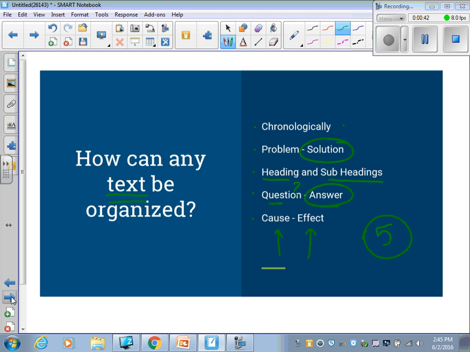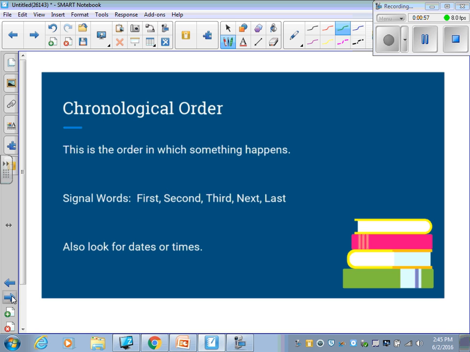Typically, these are in informational texts, even though you might see some of these incorporated into fiction, and poetry has its own organizational tools. So let's look at the first one.